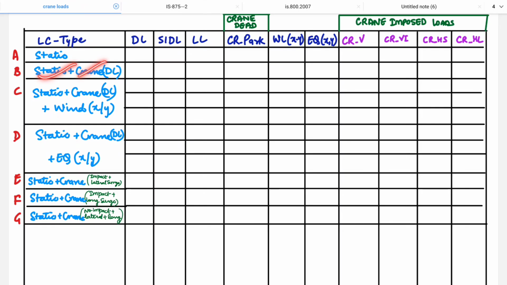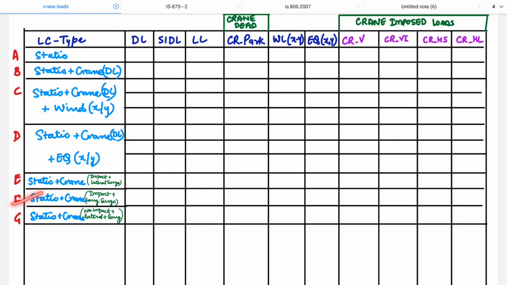Static crane dead load plus wind. So this is static crane dead load plus wind. Then we have static crane dead load plus earthquake. These are static crane dead load plus earthquake. Then we have static plus crane. In crane, we have imposed load, impact and lateral surge. So this is the static. All right. Then we have impact and lateral surge.